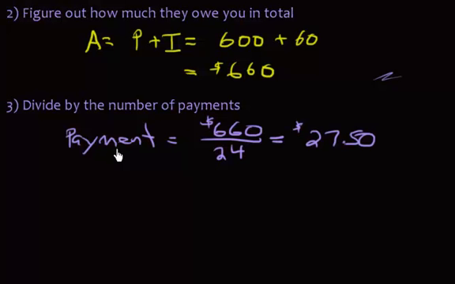Now you could change this and make, say, yearly payments, in which case you would just divide this by 2 for 2 years. Or you can have payments every other month, which then would give you 12 total payments.